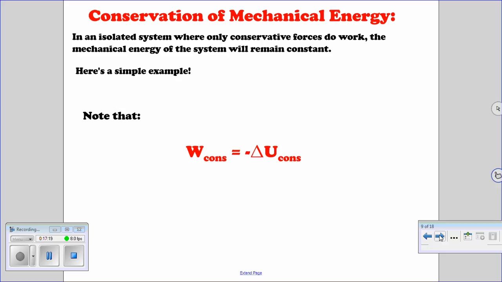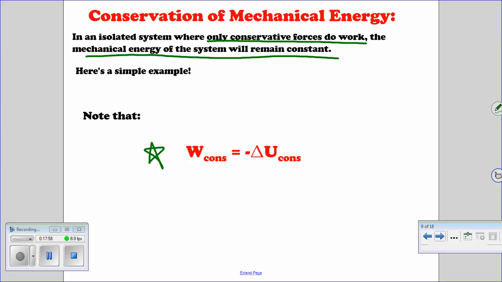It turns out that this explanation of conservative and non-conservative forces really can help us. If you've got an isolated system where only conservative forces are doing work, the mechanical energy of the system will remain constant. Now, please remember, this is only if only conservative forces are doing work. You might have non-conservative forces, but they can't be doing work. So we'll do a simple example. Before we do, one quick definition or equation that's going to come in handy, which is this.